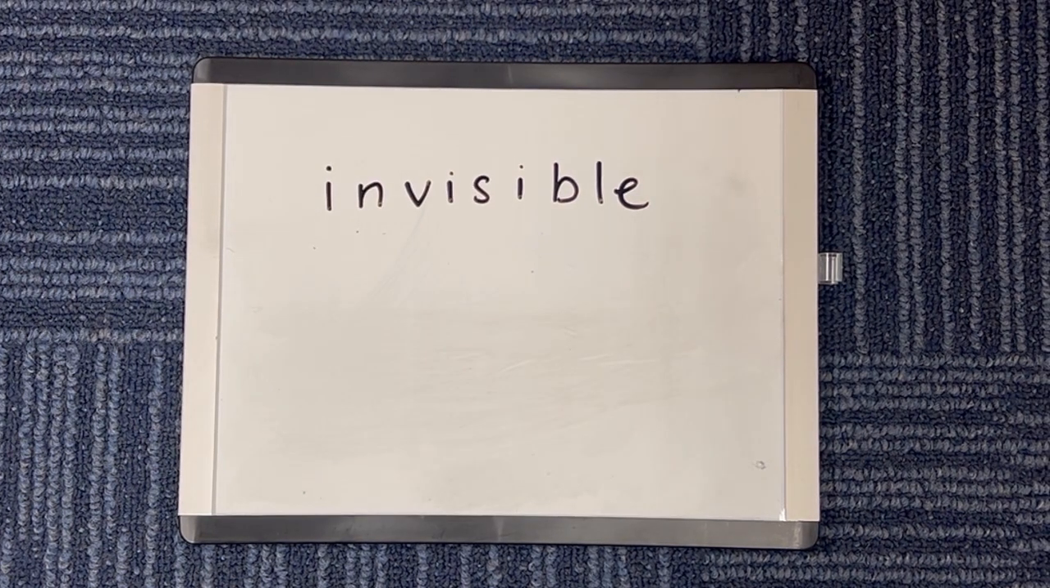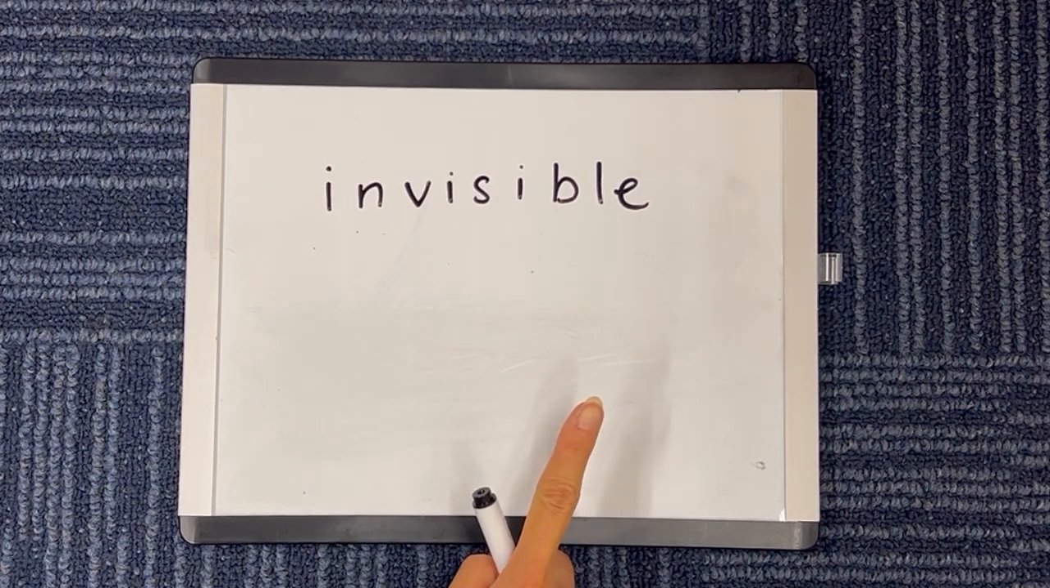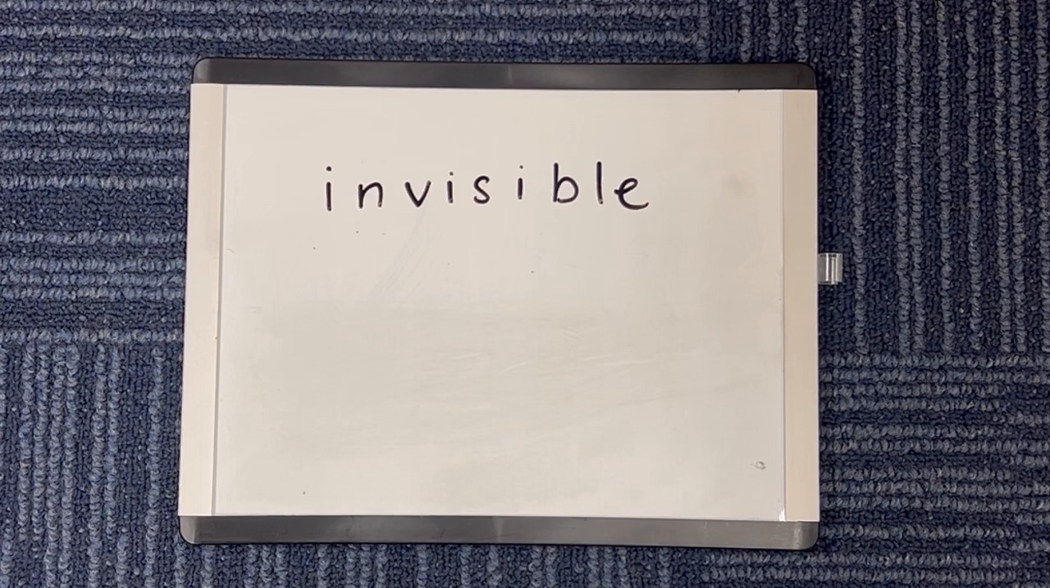First we break the word invisible into its syllables. In, vis, a, bull. Say it with me. In, vis, a, bull. Show me with your fingers how many syllables are in the word invisible. Let's tap the syllables together. In, vis, a, bull. What's the first syllable, Amy? In. What's the second syllable, Ben? Vis. What's the third syllable, Cara? What's the fourth syllable, Daniel? Bull. And the word is invisible.